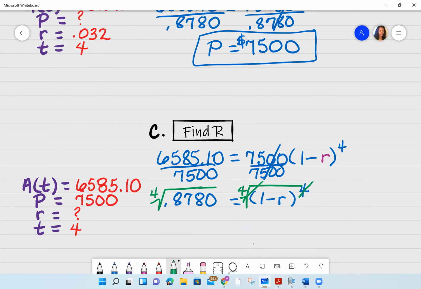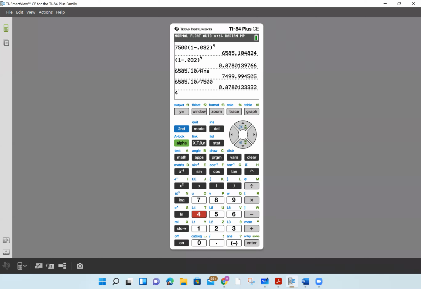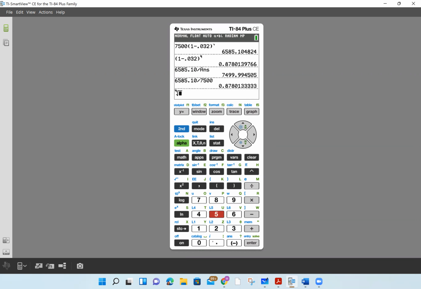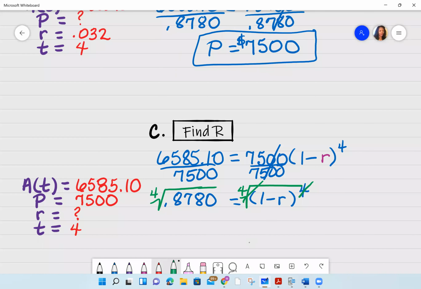And then in my calculator, I'm going to type 4 math, and then I'm going to go down to number 5. And now I can type in 0.8780. And I'm going to take that to 4 decimal places after, which means I'm going to have to round it to 0.9680. Let's go ahead and do that. 0.9680. And then what's left over on this side is 1 minus R.